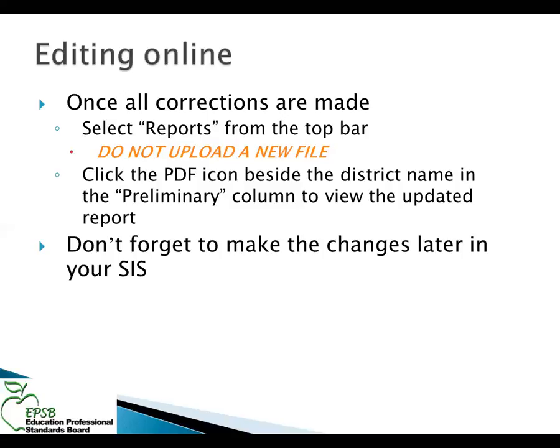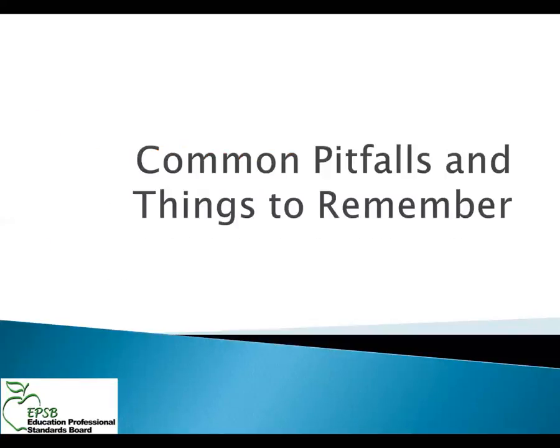So go to the Reports tab, look at the district level preliminary audit report. That is the particular report that makes our system recalculate. It won't recalculate if you click an individual school report. It will only recalculate if you click the district level preliminary. Make sure to go back and make the changes later in your student information system.